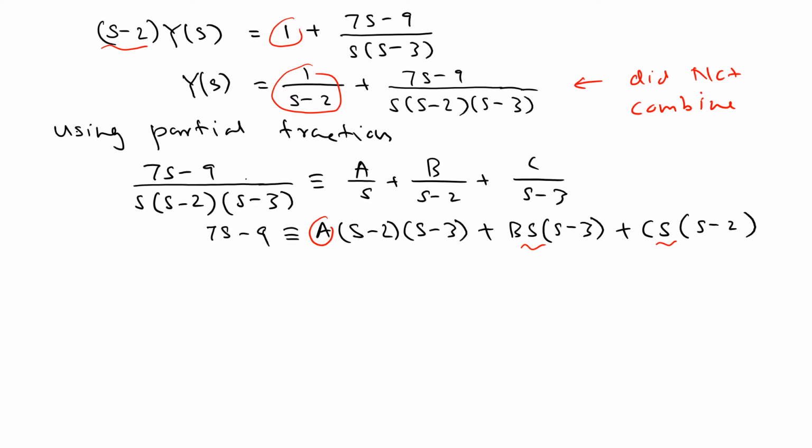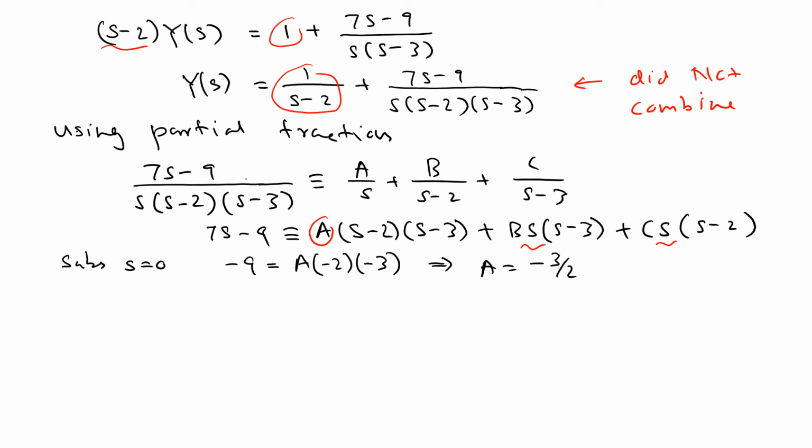So we're going to say s equals 0 first. So we're going to substitute s equals 0, and once you do that, you're going to get negative 9 equal, so the identity becomes equal now, and 8 times negative 2 times negative 3 is going to give you A. So you can see A is simply negative 9 over 6, that means negative 3 halves.